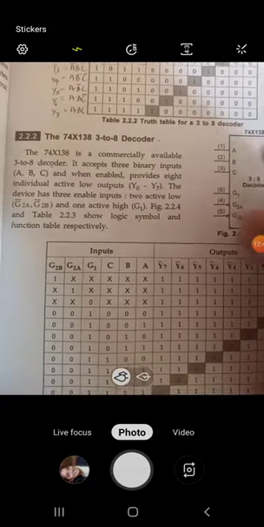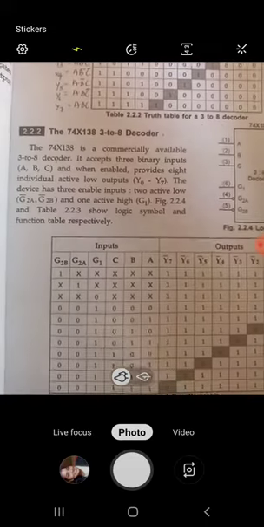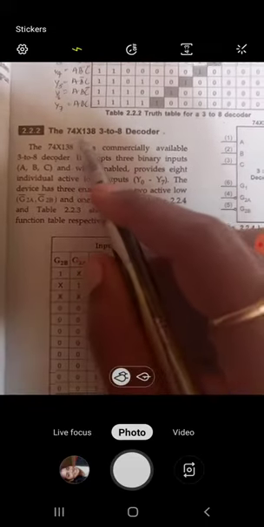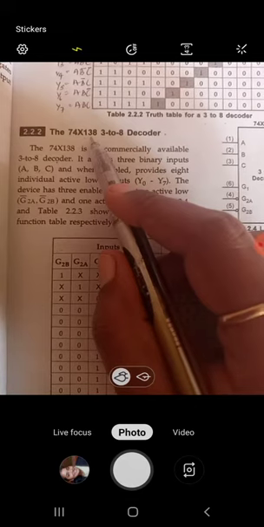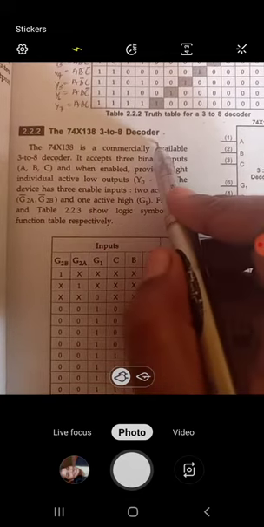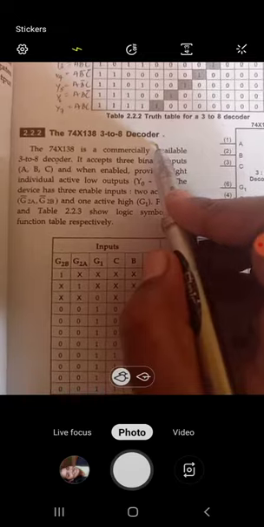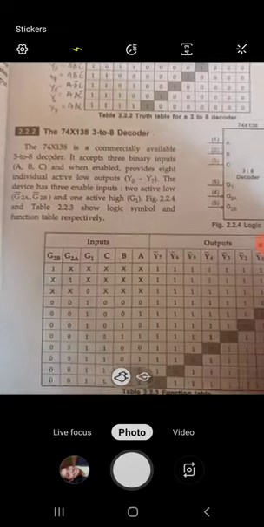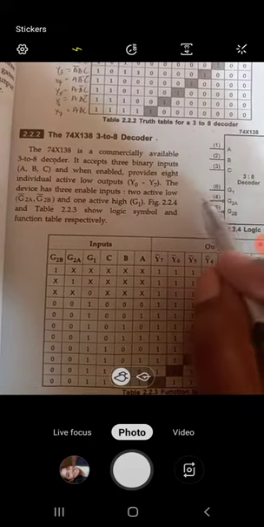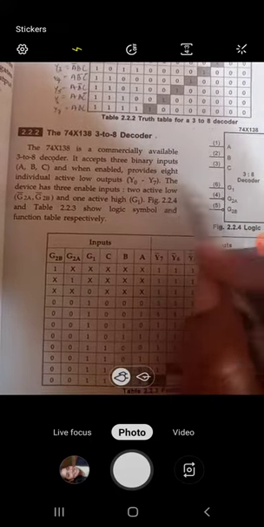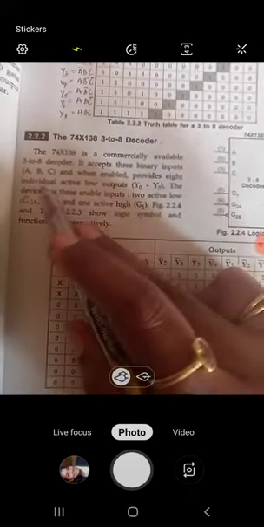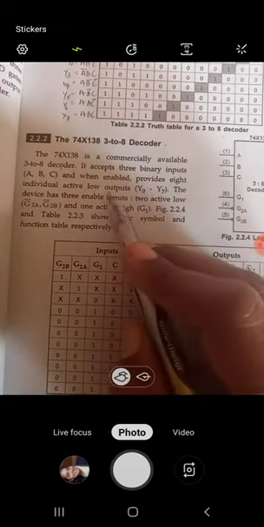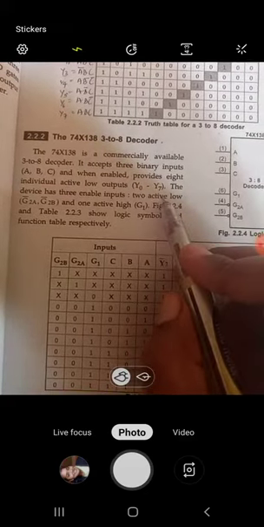Next we come to a standard decoder, which is available commercially in the market. The name of this is 74X138. Here 3 means 3 inputs, 8 outputs, so a 3:8 decoder is available. We are just going to study how it is. The basic things remain the same: there are 3 inputs, A, B, C, and 8 outputs, Y0 to Y7.